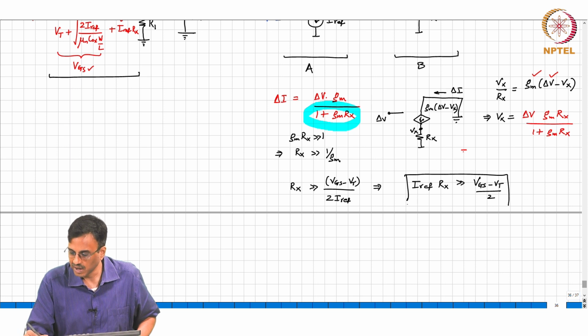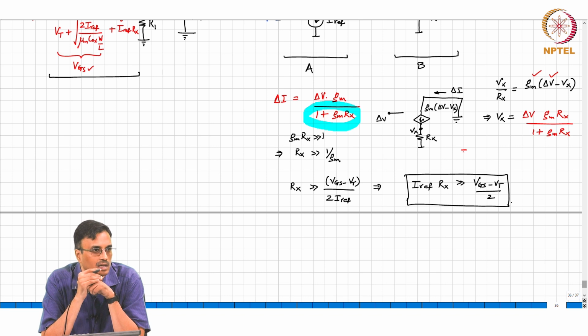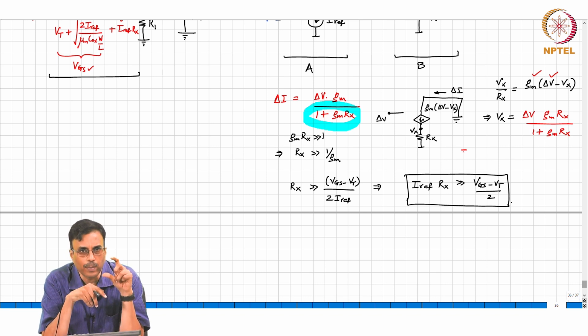So saying Gm Rx is much larger than 1 is equivalent to saying that the voltage drop across that resistance Rx must be much larger than Vgs minus Vt by 2. Okay, the larger the better.